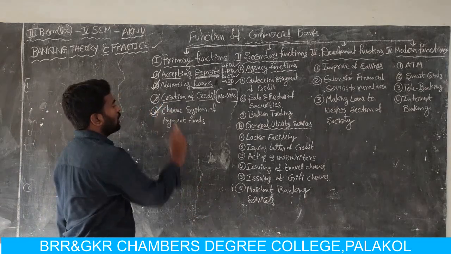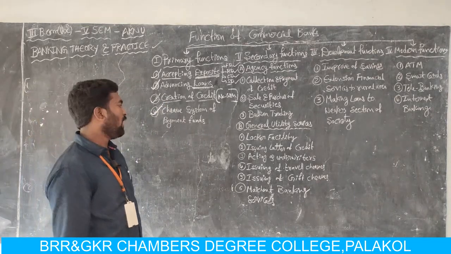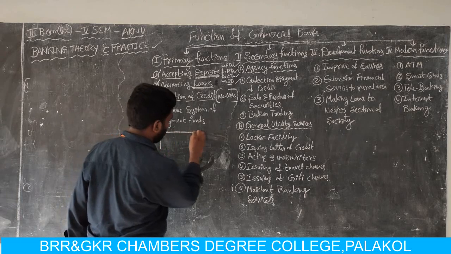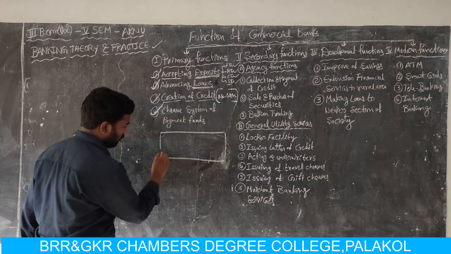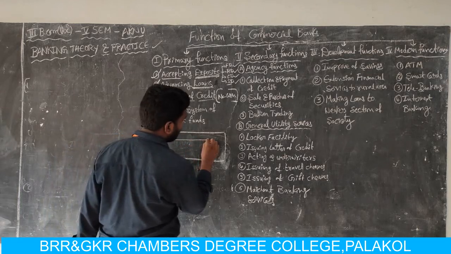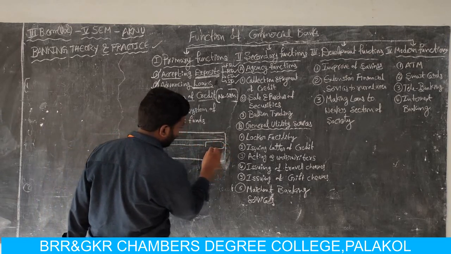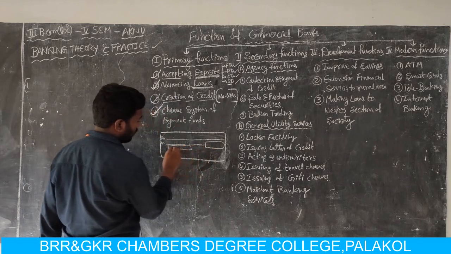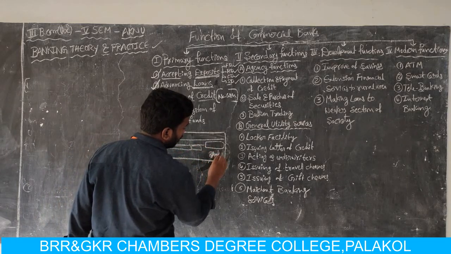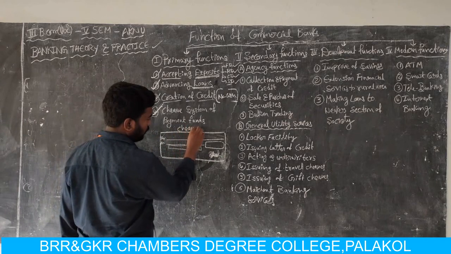Then the fourth one, the cheque system of payment of funds. A cheque is a negotiable instrument. It is in paper format. It has the account name, amount, bank account number, and signature. So this is the cheque format.